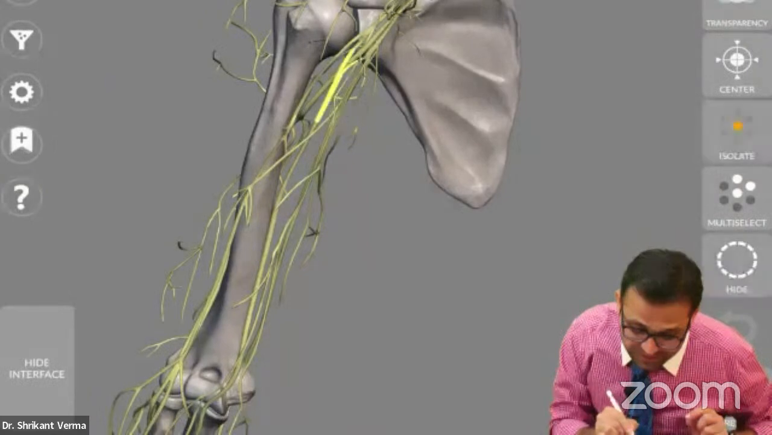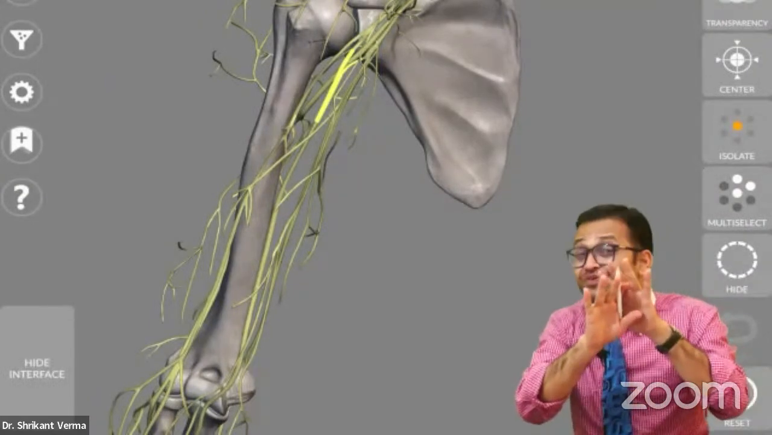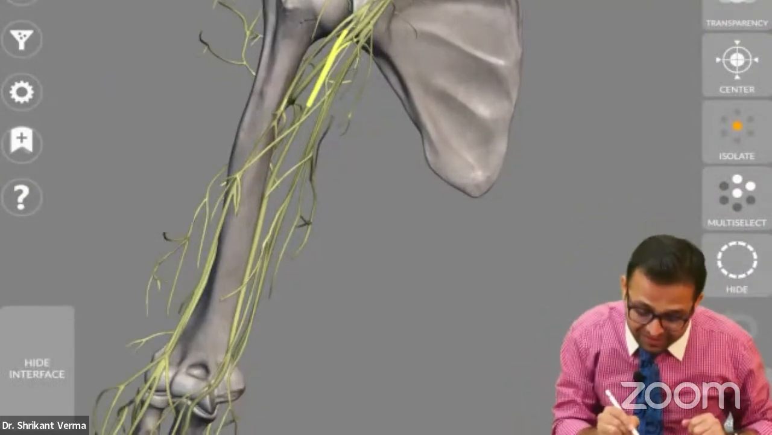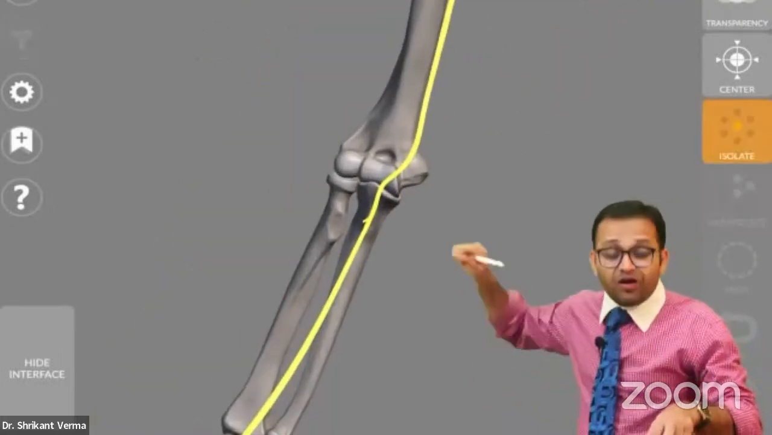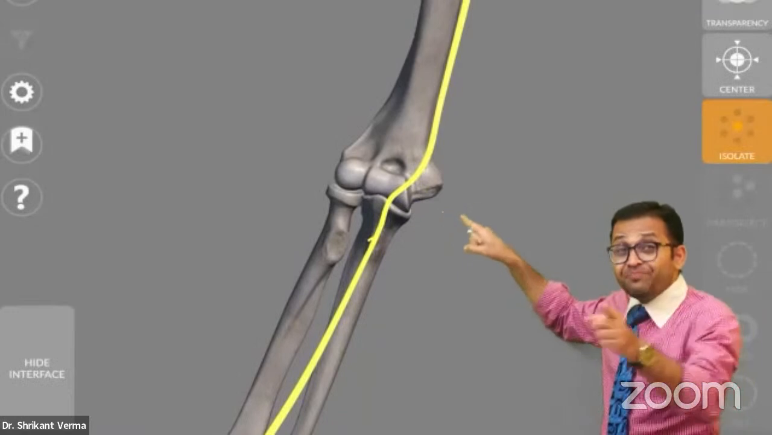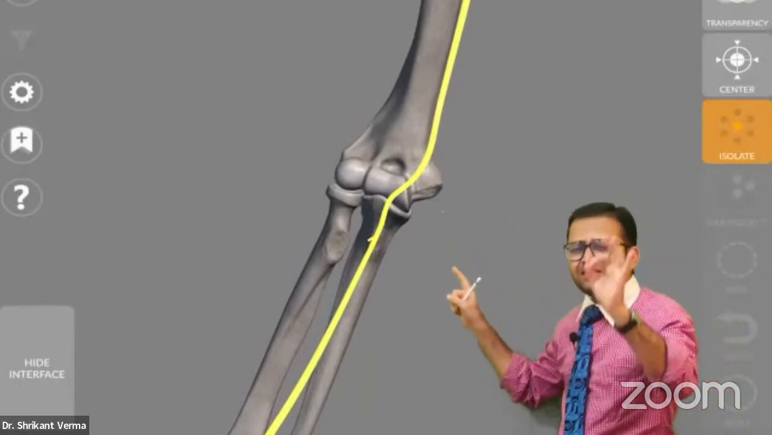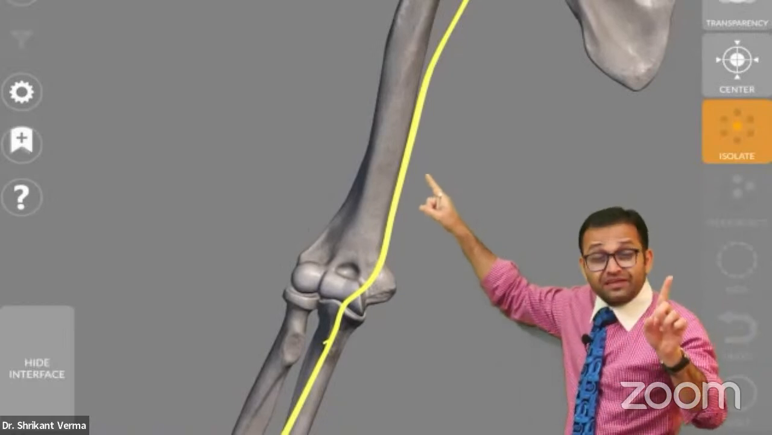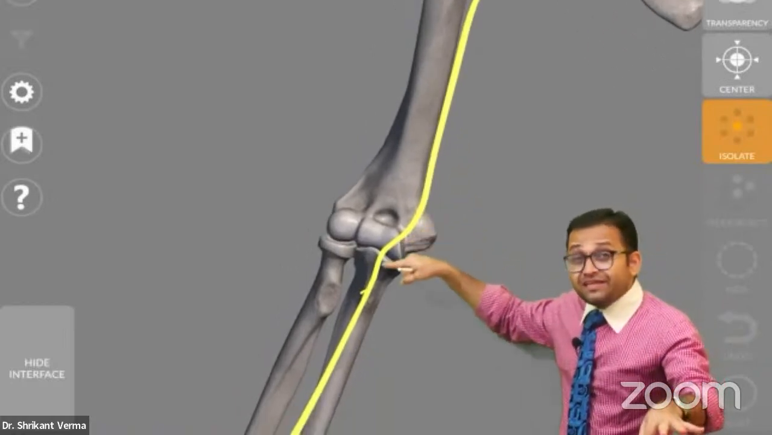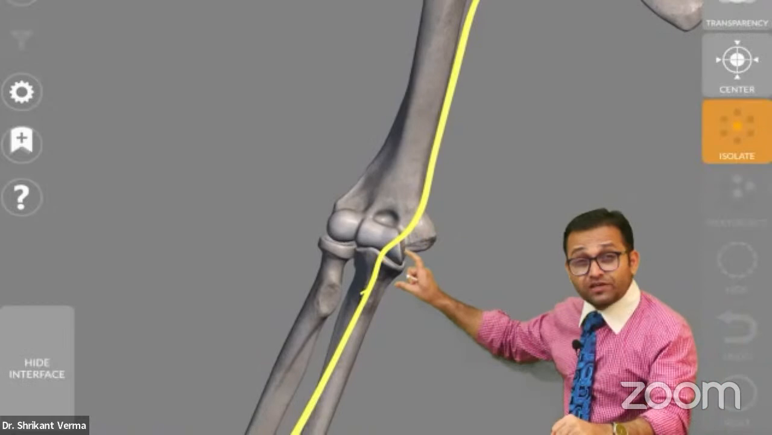Now this median nerve is running in the arm. Remember, it gives no branches in the arm. Then it comes into the cubital fossa. Do you remember? MBBR. Beta, to pass the exam, at least remember this much: in the arm, it is not giving any branch. Then it comes into our cubital fossa.